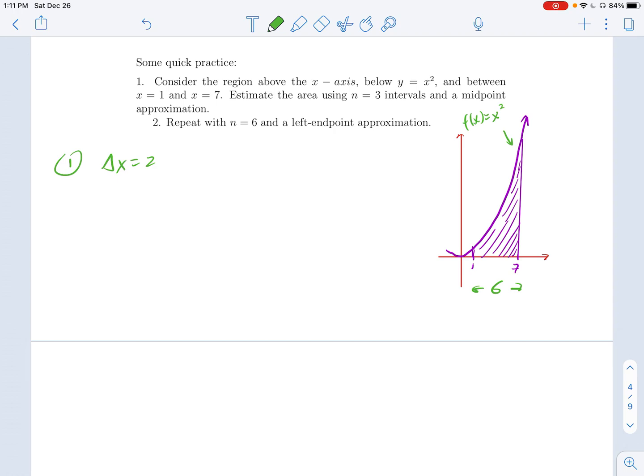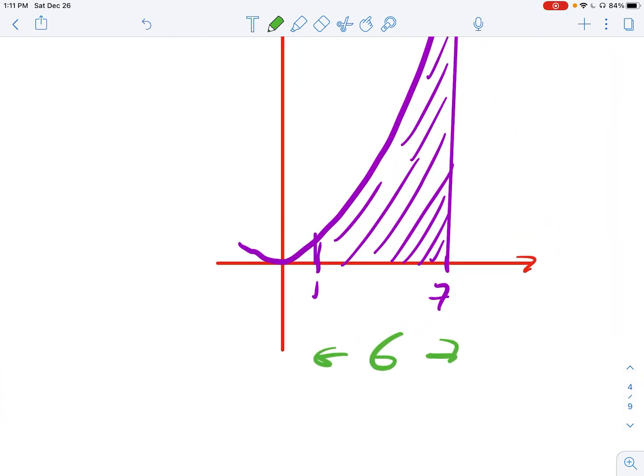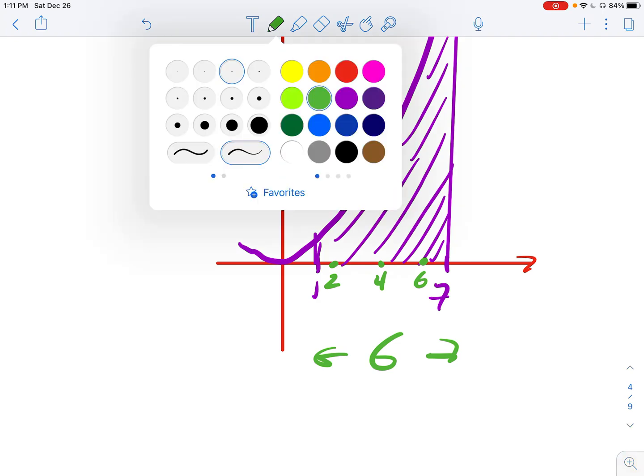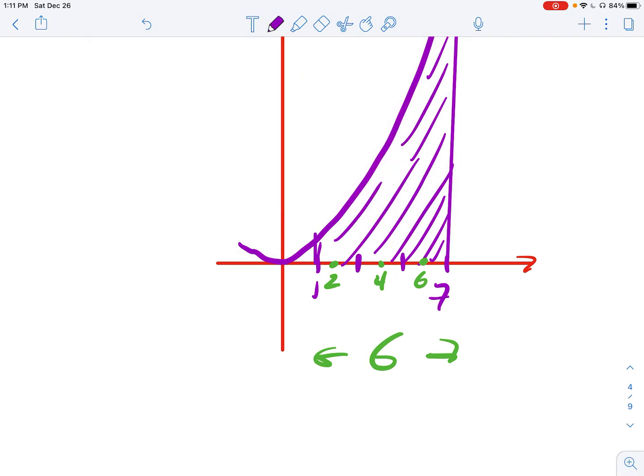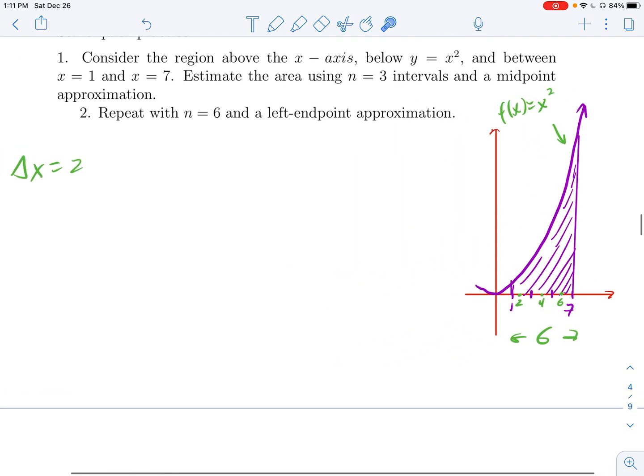And if we're using midpoints, my midpoints would be at 2 and 4 and 6. Here's my first interval, goes from 1 to 3, 2 is its midpoint. My second interval goes from 3 to 5, midpoint at 4. My last one goes from 5 to 7, midpoint at 6.